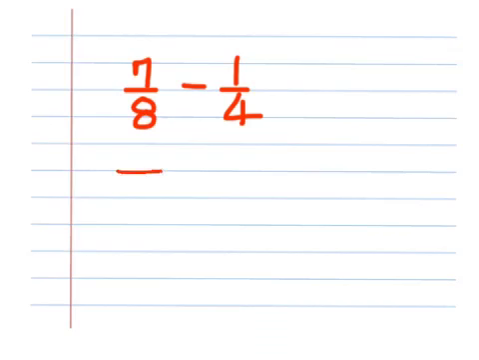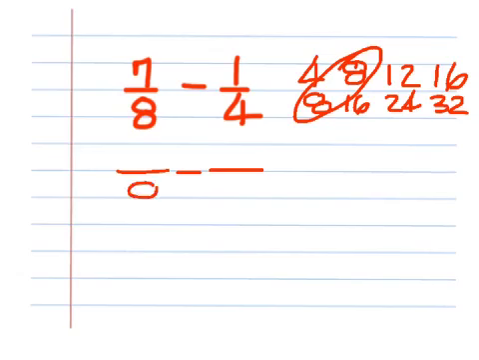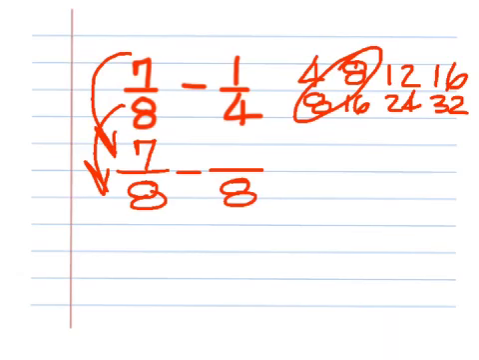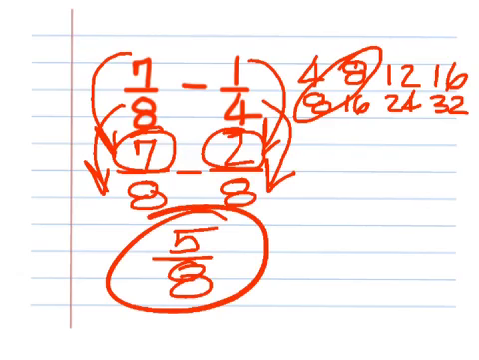The solution on the bonus is this. You must first find a common denominator between 8 and 4. You have 4, 8, 12, 16, and then it's 8, 16, 24, 32. They both have 8 in common, so it should be 8. Multiply 8 by 1 to get 8, so 7 times 1 is 7. 4 times 2 is 8, 1 times 2 is 2. 7 minus 2 is 5. 5 over 8 is the final answer.